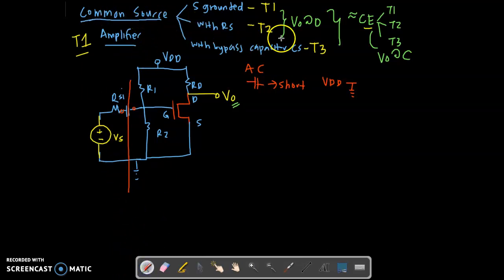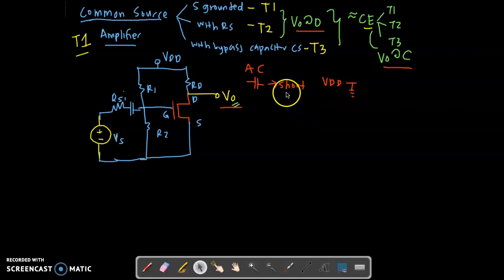You need to look at the output voltage. As shown in this circuit, we have what we call V out at your drain. So we call this one common source. Same with your common emitter: where is your V out? Your V out will be at the collector. For the common source, your V out will be at the drain.